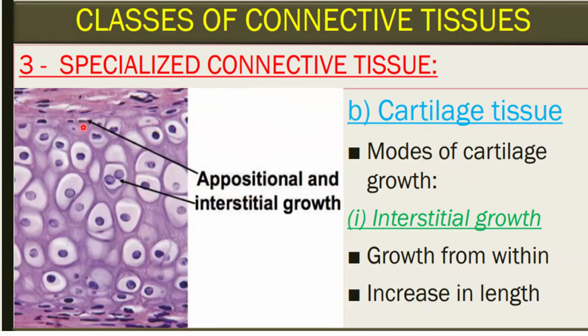So for example, you can appreciate this is a cell that is undergoing mitosis. Then interstitial happens inside the cartilage. So the cells divide inside the cartilage. You can appreciate this cell is dividing, has two nuclei showing the division that is happening. So by interstitial growth, we mean a growth that happens within the cartilage. This enables the increase in length of the cartilage. Then appositional happens on the extreme ends of the cartilage.